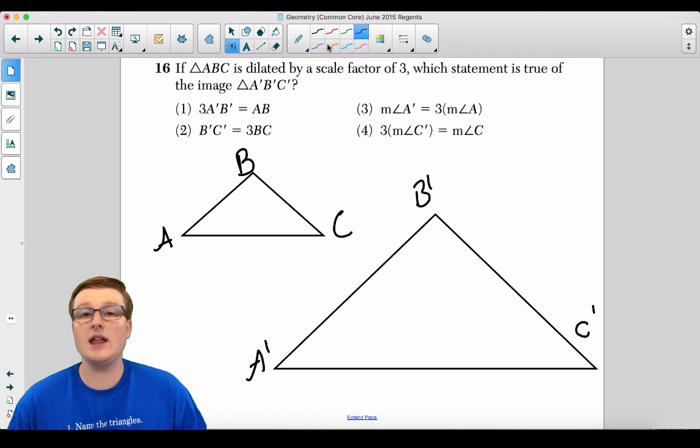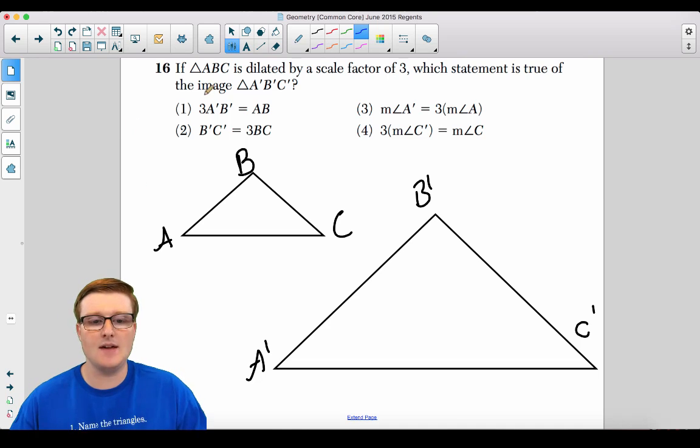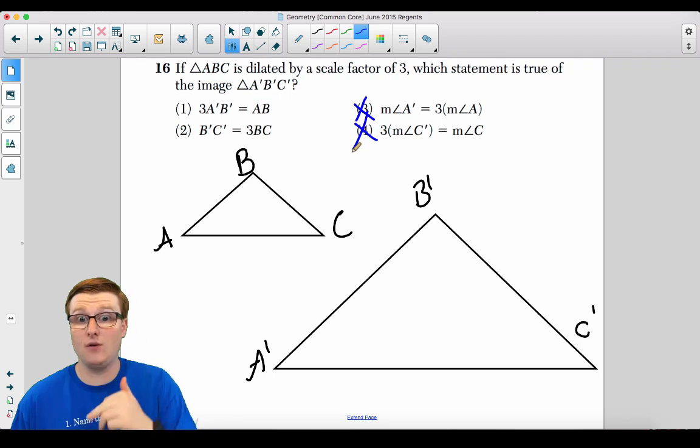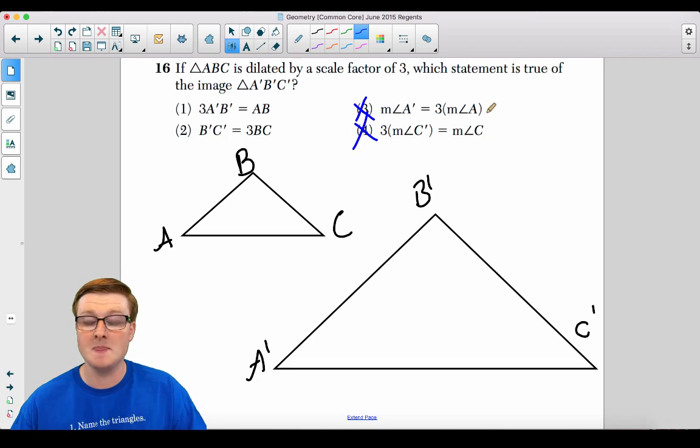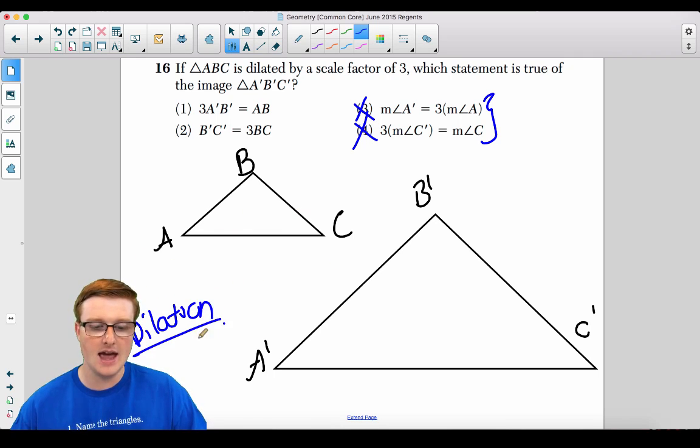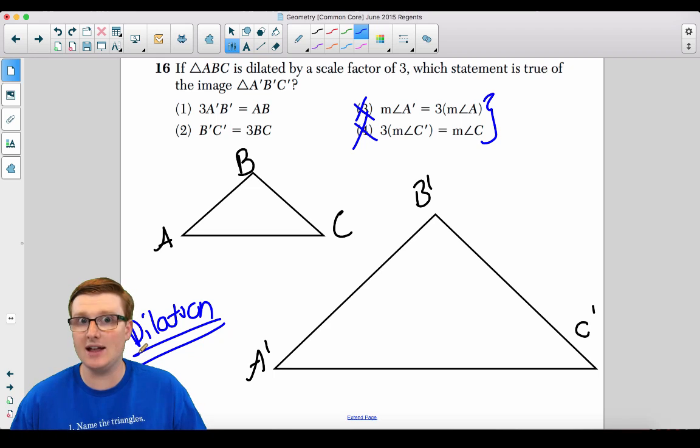Now, the language here is really important. If we go through all of the answer choices, by the way, there are 2 answer choices in this that are completely and utterly false, that they try to trick you with every single time. And the answer choices 3 and 4, those are always wrong. Those 2 answers are wrong because they're manipulating the angles. What's going on here is this is a dilation. And you have to know that a dilation preserves angle measure. What they're doing here is they're suggesting that the angle measures are manipulated.